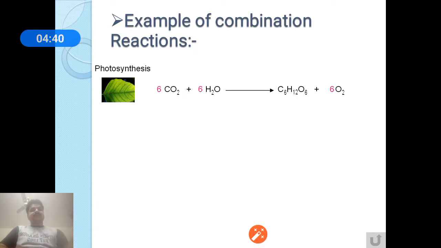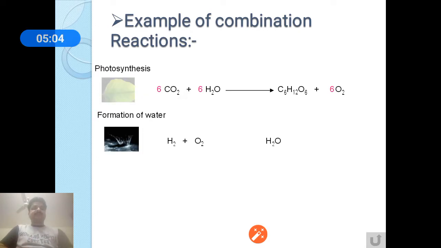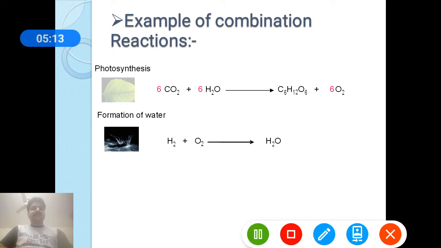So here carbon dioxide plus H2O gives the product glucose. Carbon dioxide and water combine to give the formation of glucose. Another example is the formation of water: H2 plus O2 gives H2O. That is also an example of a combination reaction.